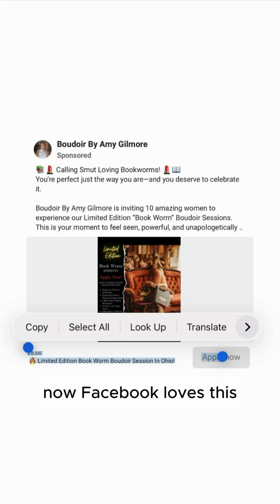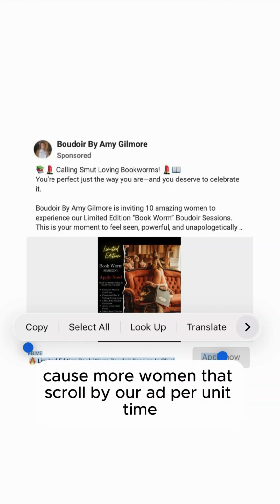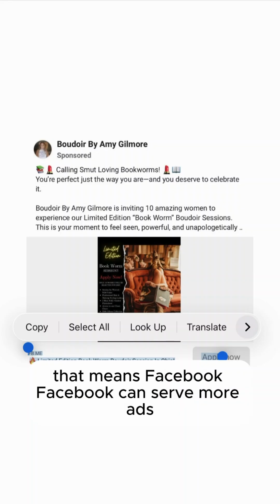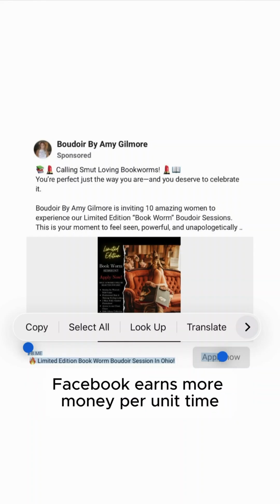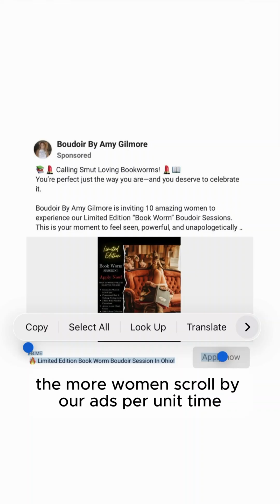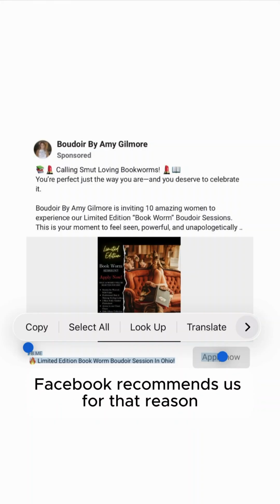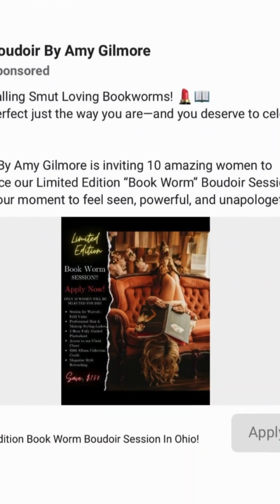Now, Facebook loves this because the more women that scroll by our ad per unit time, that means Facebook can serve more impressions of other advertisers' ads per unit time. Facebook earns more money per unit time the more women scroll by our ads per unit time. So we never want to follow what Facebook recommends for that reason.